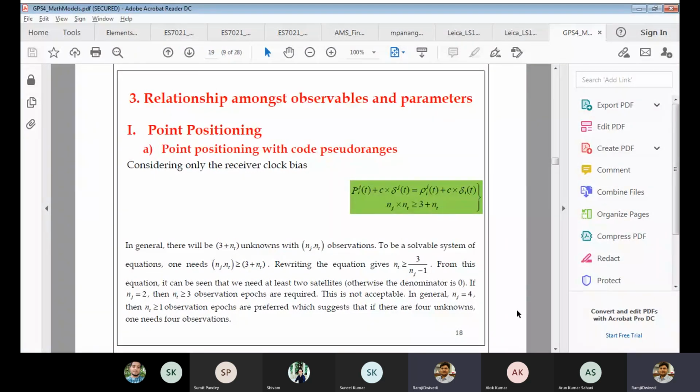We will discuss this geometry aspect when we discuss the satellite to receiver geometry term, which is called dilution of precision. There is a DOP term which will be discussed later on. At that time, you will understand that when satellites are very far from each other, the observations would be coming from very nearby places with two satellites, so that is not acceptable for getting a unique solution. So in general, 4 satellites with more than one observation epoch are preferred, which suggests that there are 4 unknowns and one needs 4 observations. Just observe it.